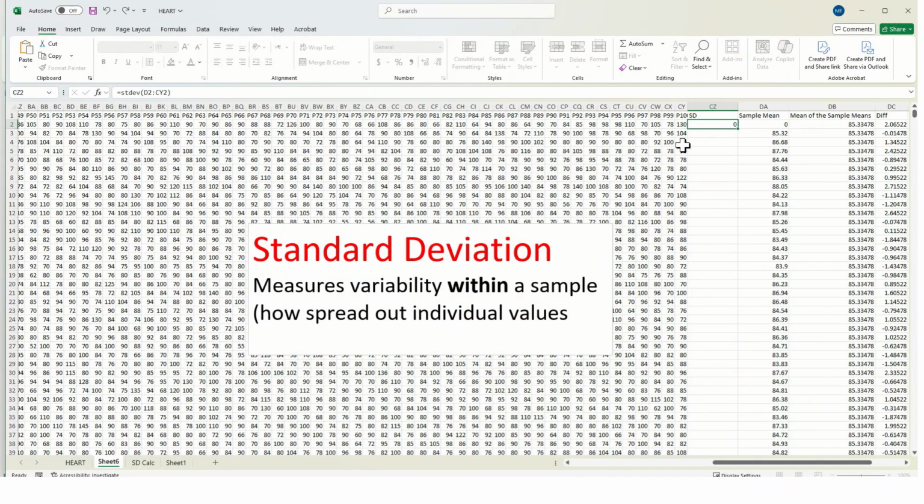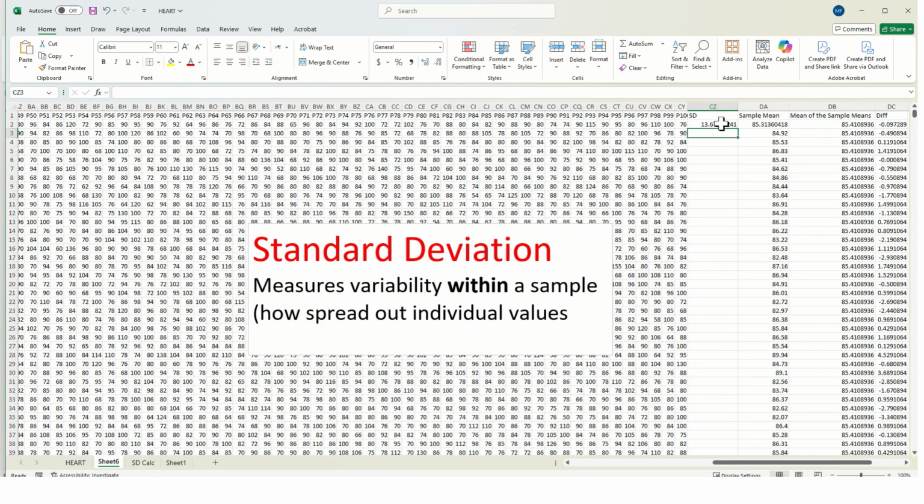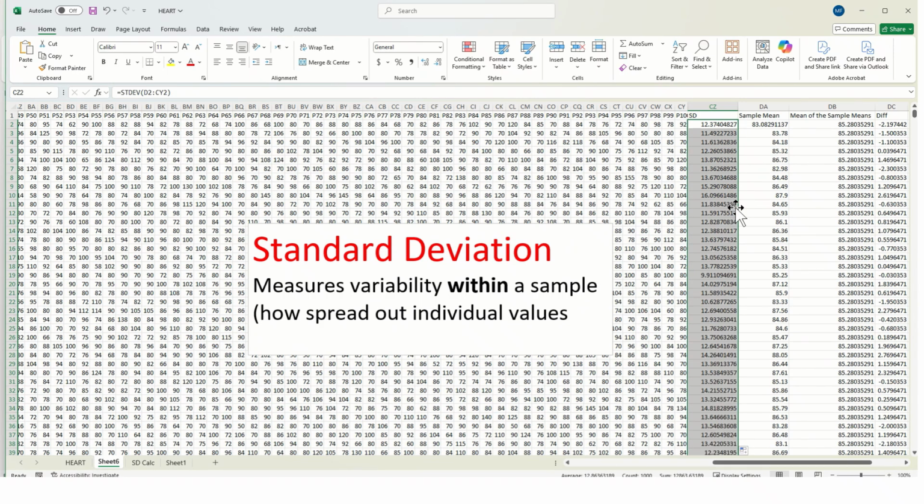Okay, so the actual standard deviation in the first sample was 13.67 millimeters of mercury, and if I use the fill handle to complete all the values under this value, we see that the second sample has slightly smaller variability among all these values, 11.5. The third sample has a standard deviation from the mean, or the variability among these values, of 11.6, and so on.